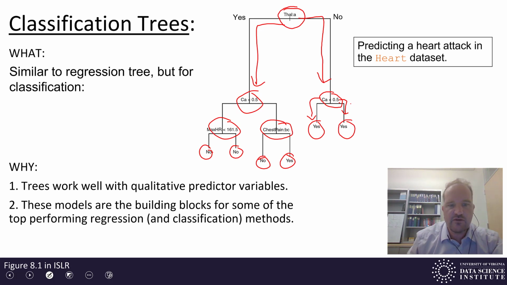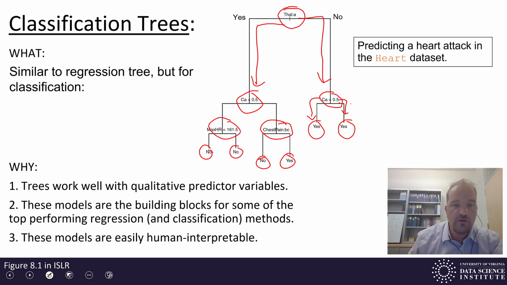So why else do we use classification trees? These models are the building blocks for some of the top performing, most accurate classification methods, where you build what's called an ensemble of trees. You build lots of trees and you combine them.